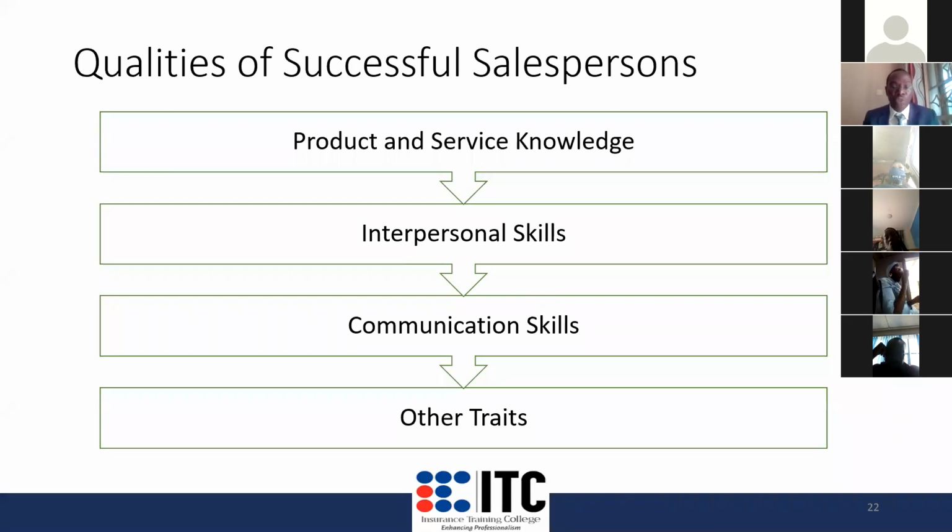One of the qualities of a successful salesperson is interpersonal skills. The skills to relate with people, the skills to know how to talk to people, the skills to speak in public. You're going to be given a presentation and they put you on the spot.